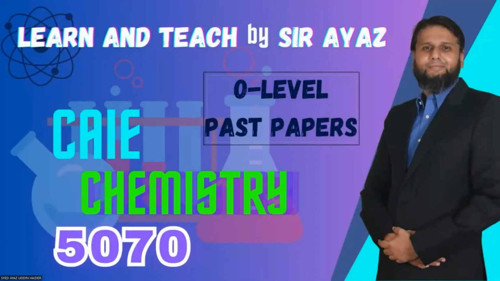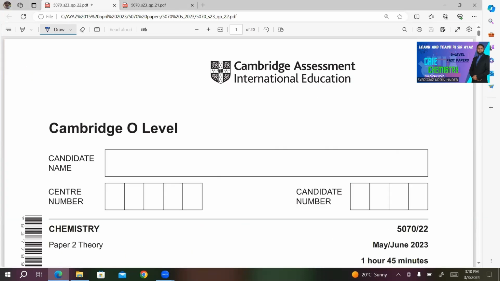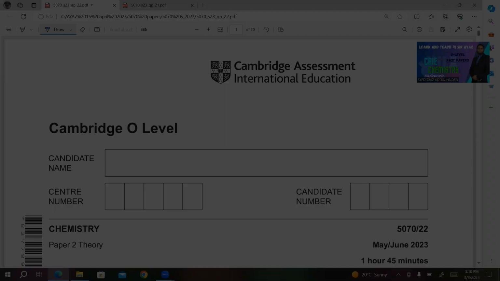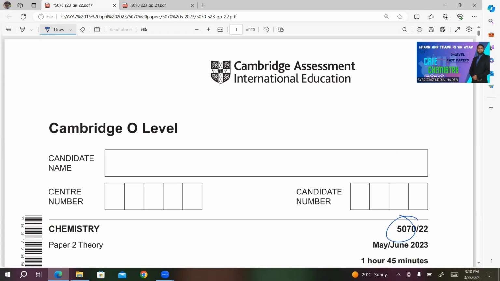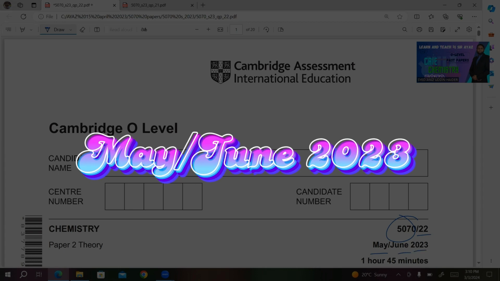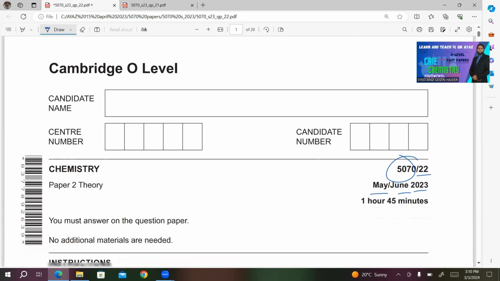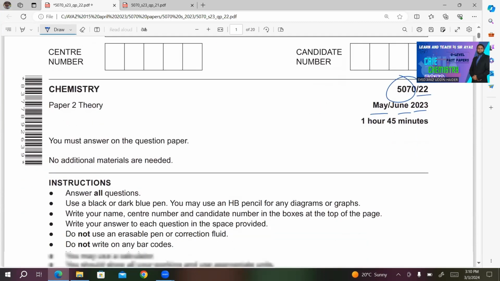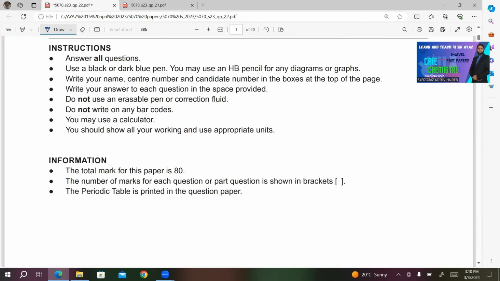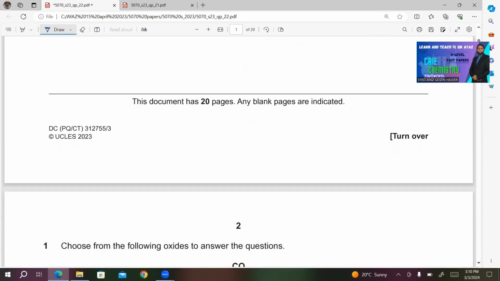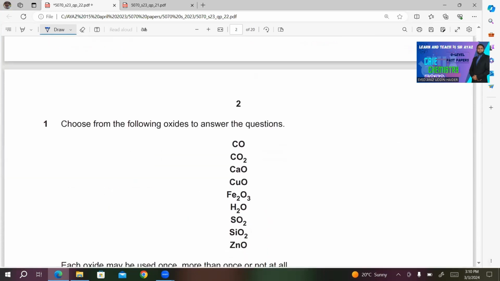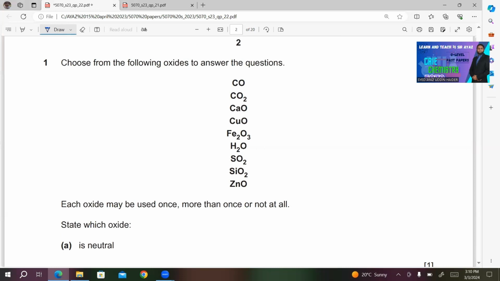So I was doing past papers and this time I have selected 5070 variant 22, and the session is May-June 2023. I'm not going to discuss the time, marks and other formalities for this paper as you all are aware of it. So straight away, let's start the paper.